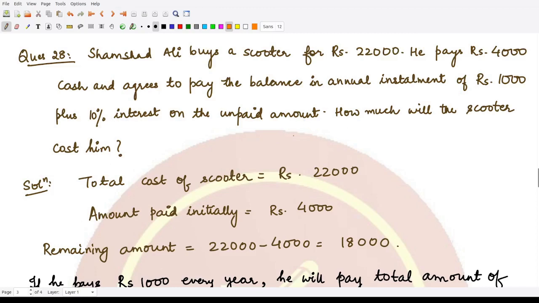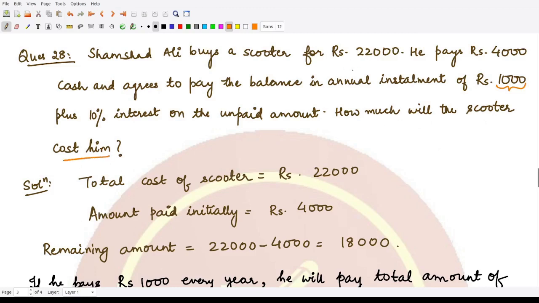Correct. So in the first year he'll pay 1,000 plus some interest, and at the end of the second year, he would pay rupees 1,000 plus 10% interest on it, and he'll keep on doing this until he covers the whole amount. So how much will the scooter cost him finally? This we have to calculate.